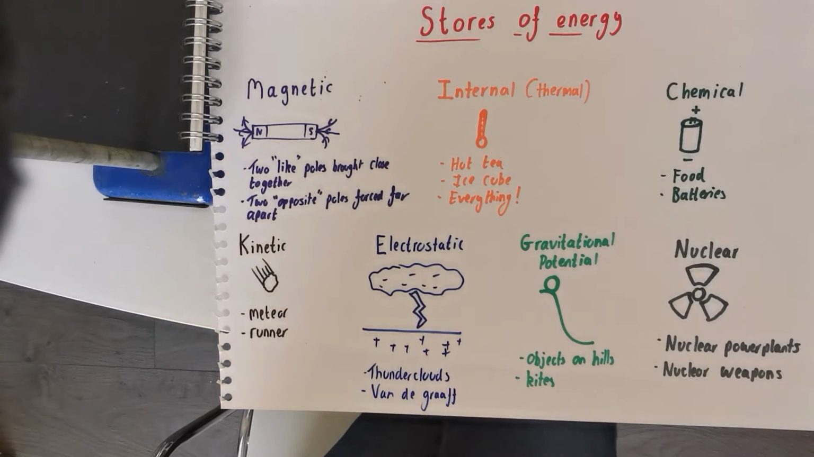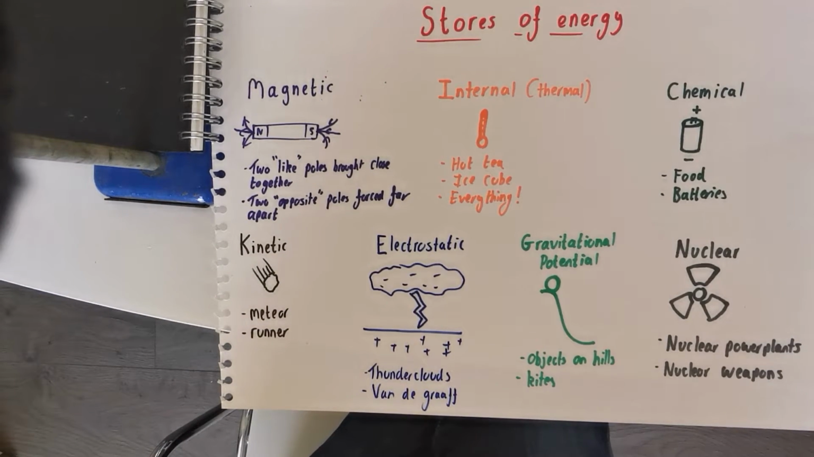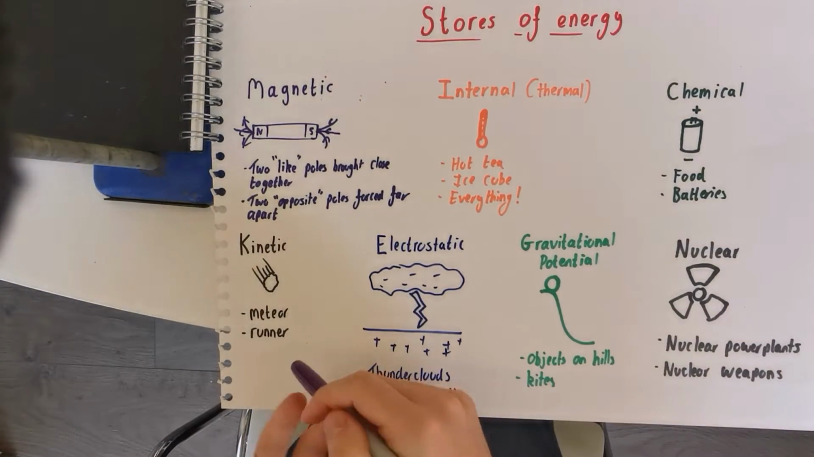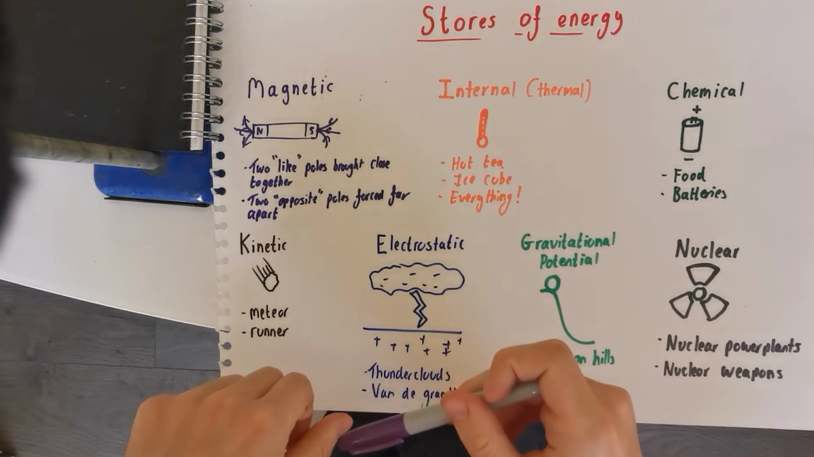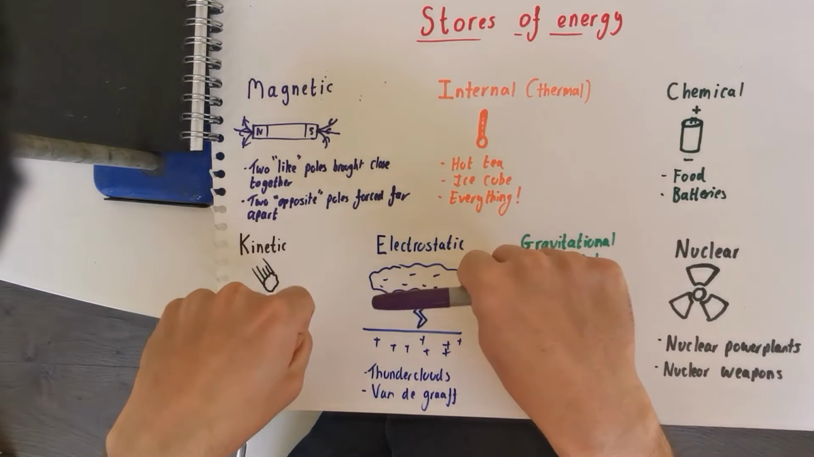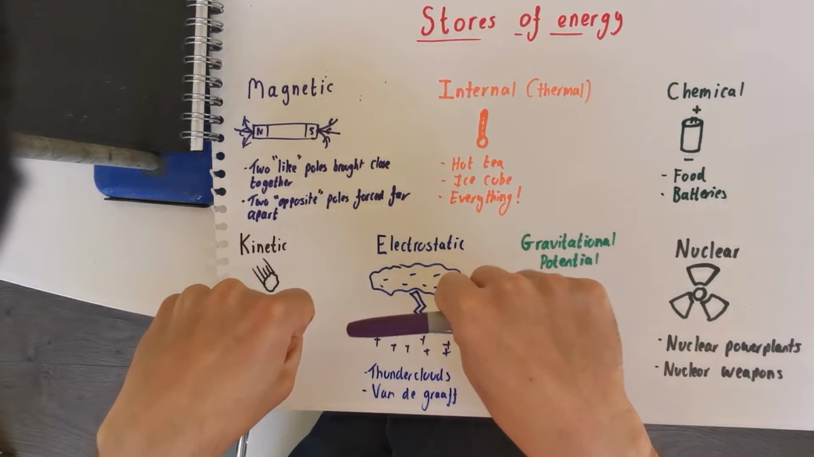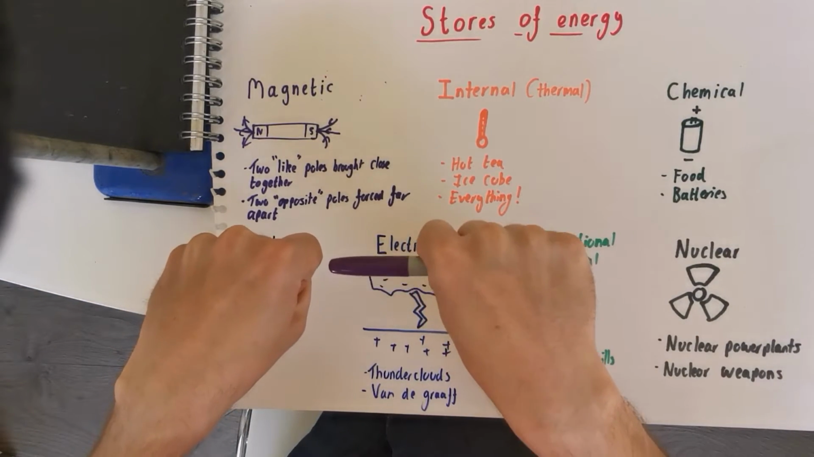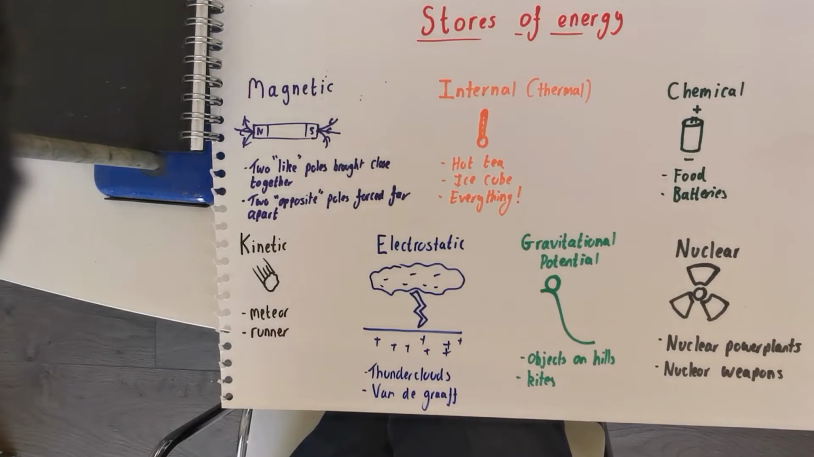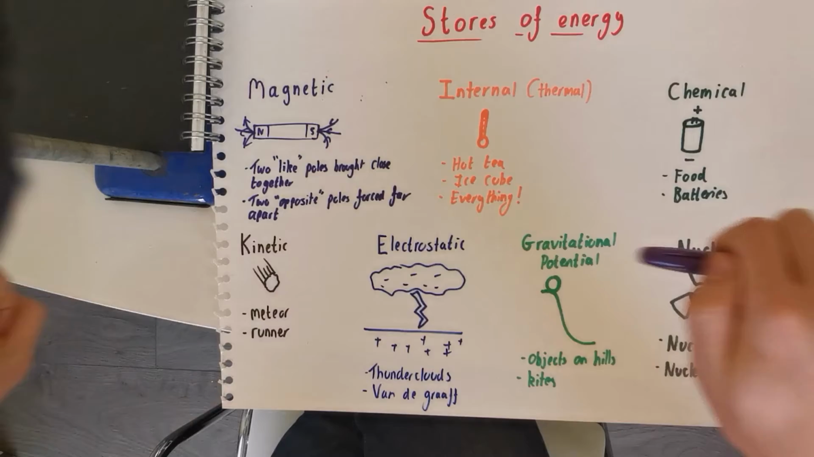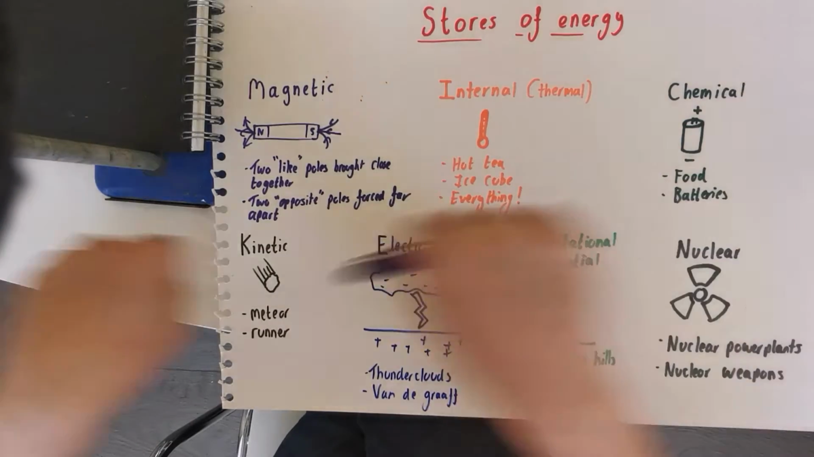So the first one, magnetic, this is the energy stored by 2 like poles, so north-north or south-south, when they're brought close to one another. If you bring 2 south poles close to one another, they really want to push themselves apart, okay? They store energy, which is released when you let go, and they force each other apart. Okay, and you get the opposite with 2 opposite poles. So if you get a north pole and a south pole and you bring them far away from each other, they really want to be brought back together.